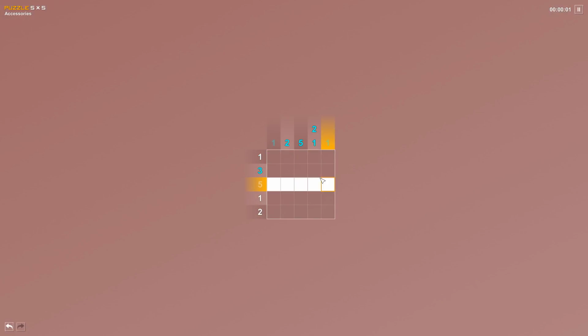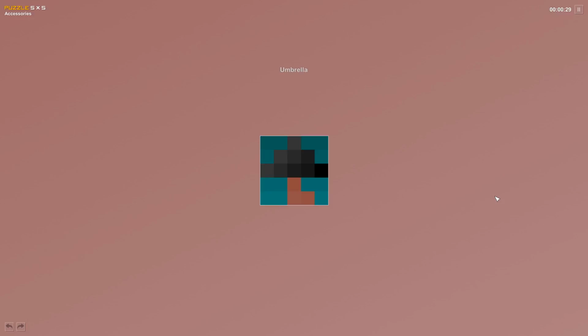Very, very simple game. If you're a fan of puzzles, I'm sure you would enjoy this. Let's see. So there's a cross in the middle. I'm trying to figure out what the others are. 1, 2? No. So this would be 2, and then 1 maybe. And then this is 3. Oh, it's an umbrella. I know that shape. Umbrella, well done.